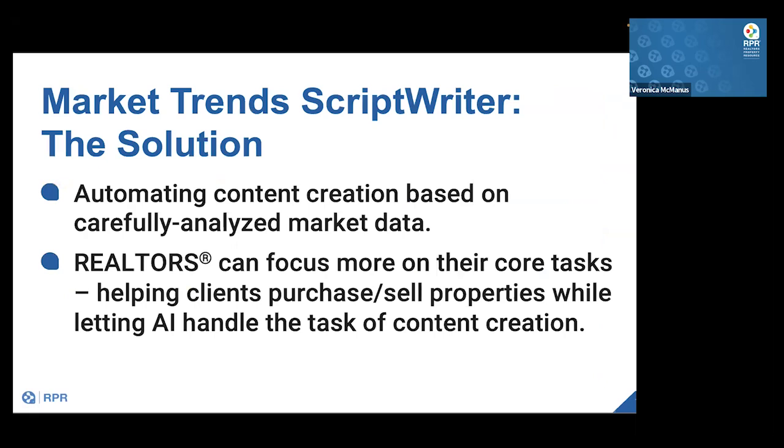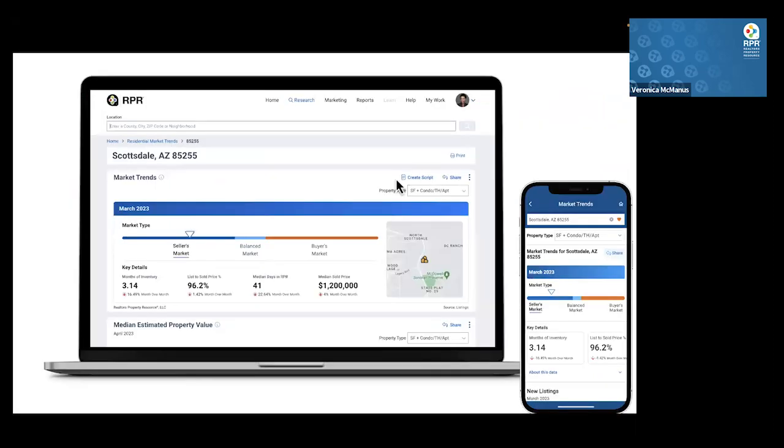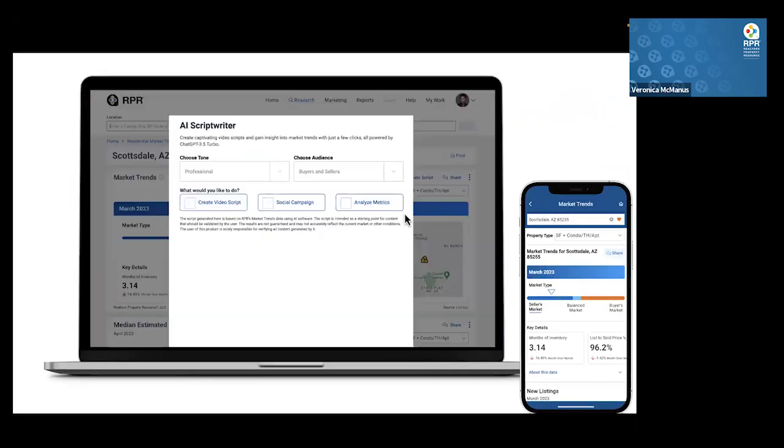So we're going to grab that data, we're going to create the content, and that way you're going to have more time for everything else. So how are you going to do it? You're going to go onto the market trends, upper right-hand corner, you're going to create the script, choose your tone, choose your audience, decide what you'd like to do. Create a script, choose your tone. You're going to go for buyers and sellers.